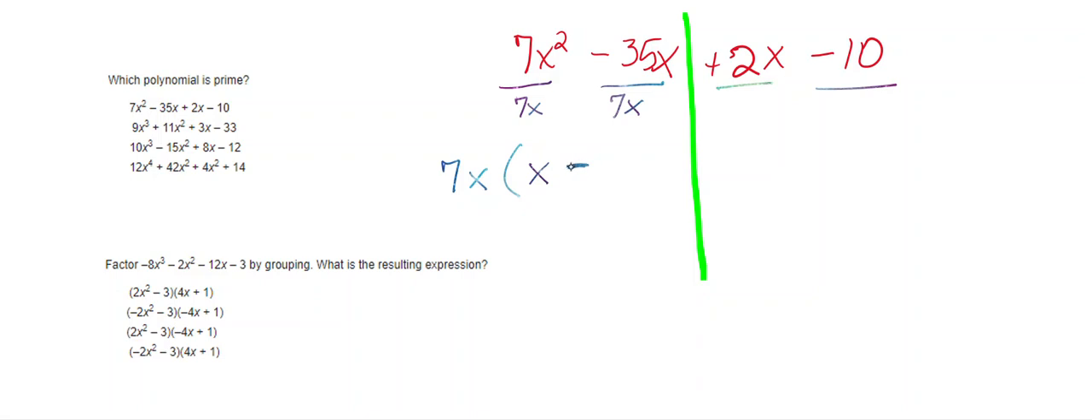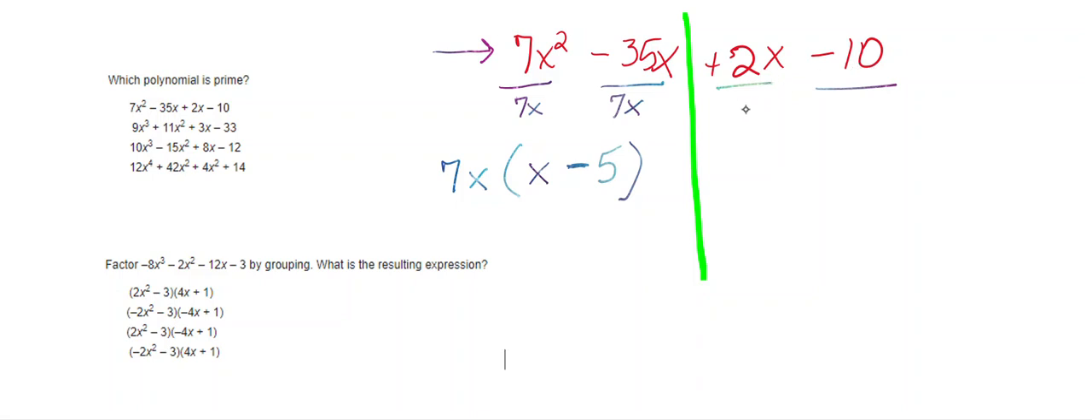And then to see what goes in the other side of the parentheses, divide negative 35x by 7x, and you get negative 5. No x because x divided by x cancels out. Again, you can multiply: what is 7x times x, what is 7x times negative 5? Does that get me back to my original 7x squared minus 35x? Yes, that's one way to check to make sure you are on the right track and you haven't made any mistakes.